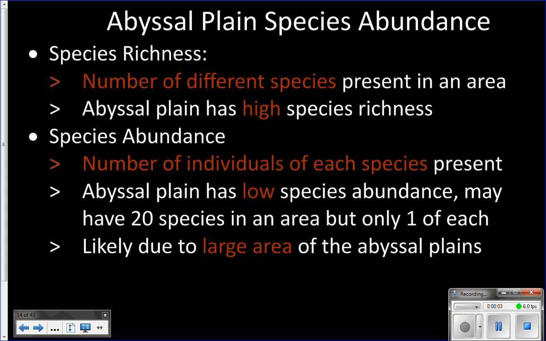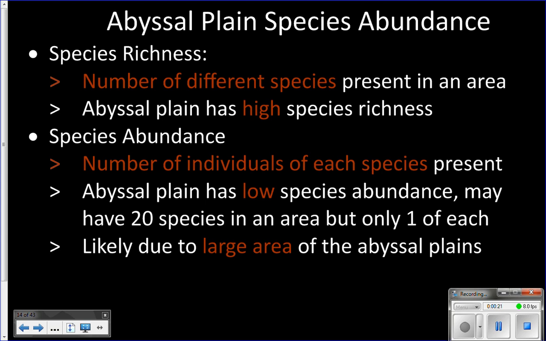Species richness versus species abundance. Yes. So, when we look at these different habitats on the seafloor, like the abyssal plain, like cold seeps, like hydrothermal vents, we're going to be using species richness and species abundance in order to compare these different environments and see what's going on there.